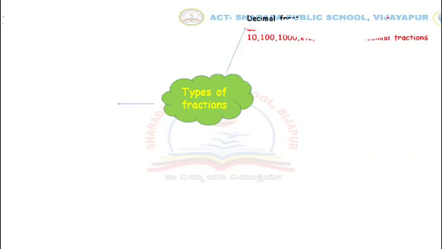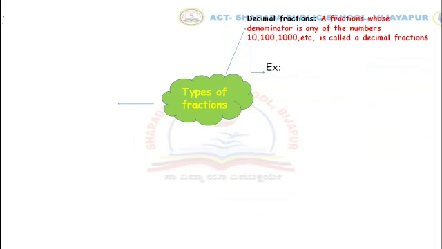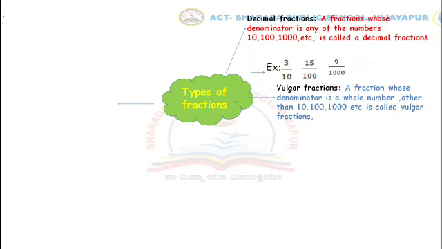Decimal fraction: a fraction whose denominator is any of the numbers 10, 100, 1000, etc. is called a decimal fraction. For example, 3 by 10, 15 by 100, 9 by 1000. Vulgar fractions: a fraction whose denominator is a whole number other than 10, 100, 1000, etc. is called a vulgar fraction. For example, 2 by 9, 15 by 17, 9 by 109.